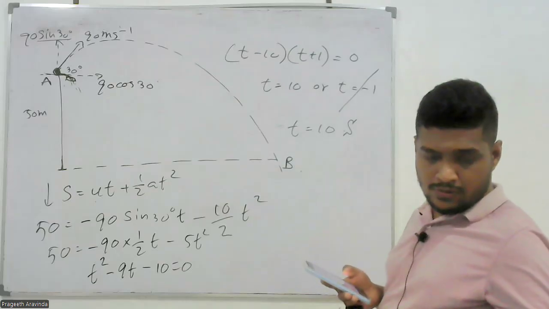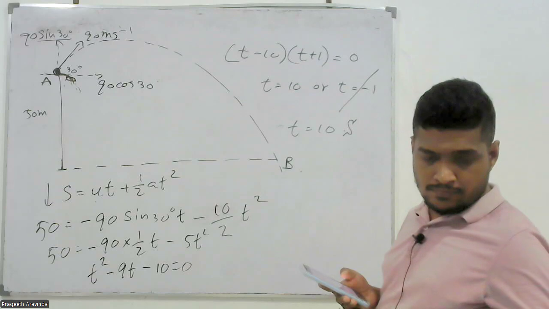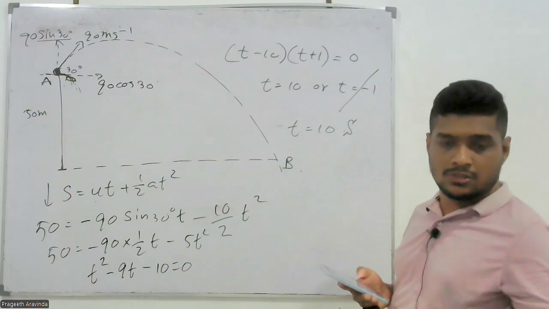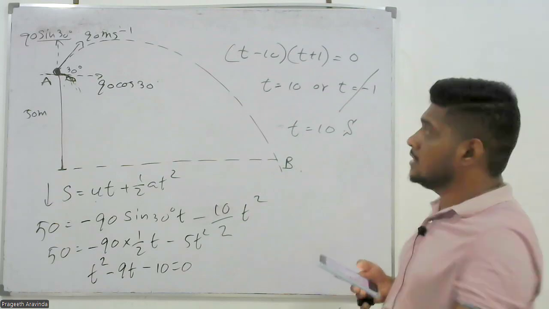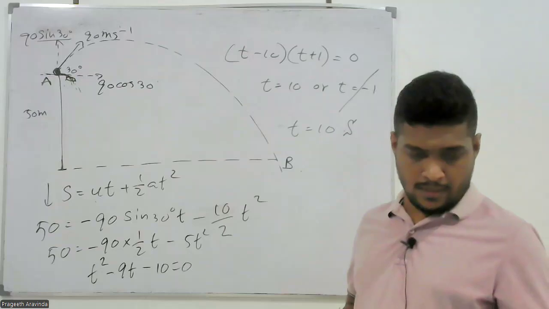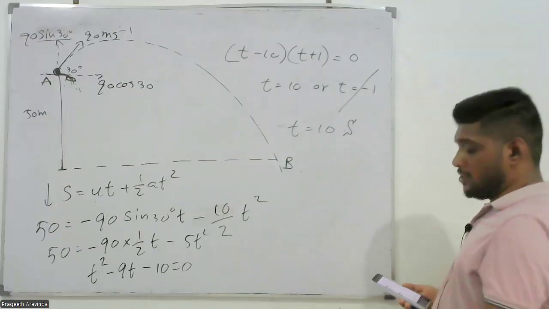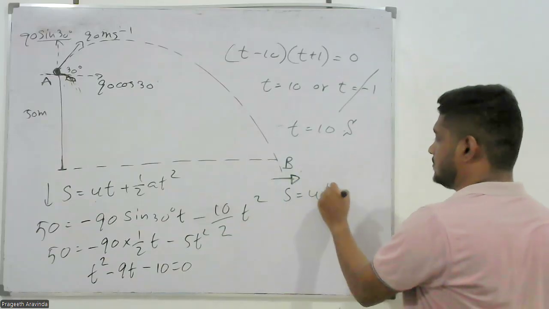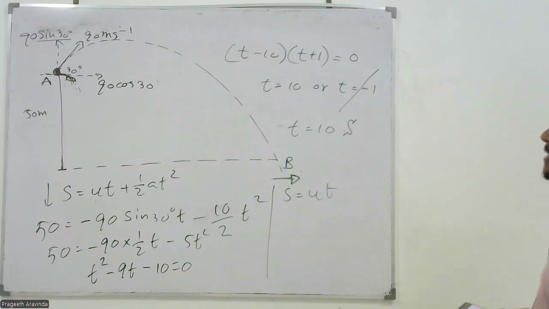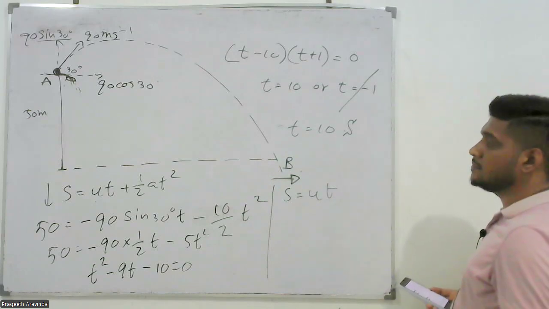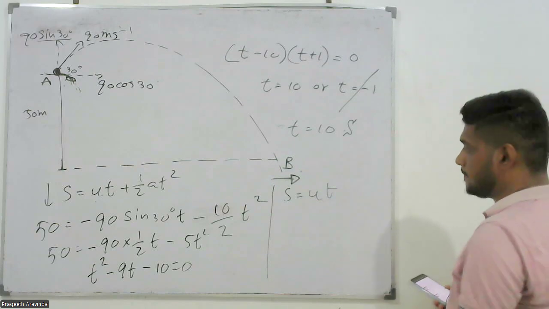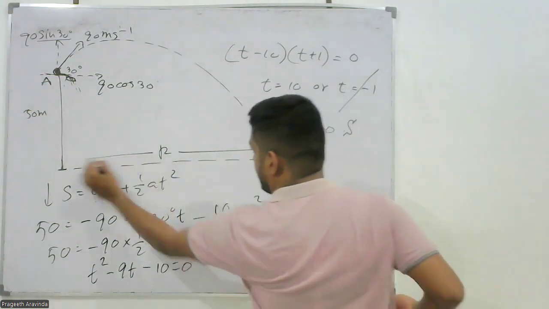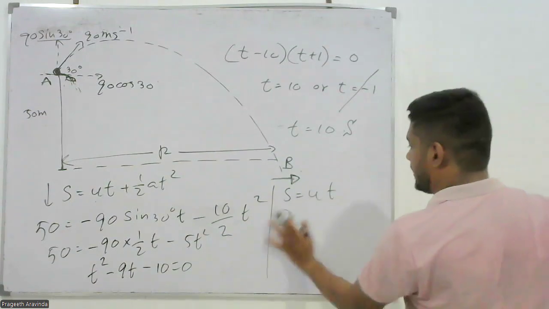So then what you can do? Now you can apply equations towards the horizontal direction. Right, now we are going to put the equation for the horizontal direction. Because ut. So what happened? It's R, range.